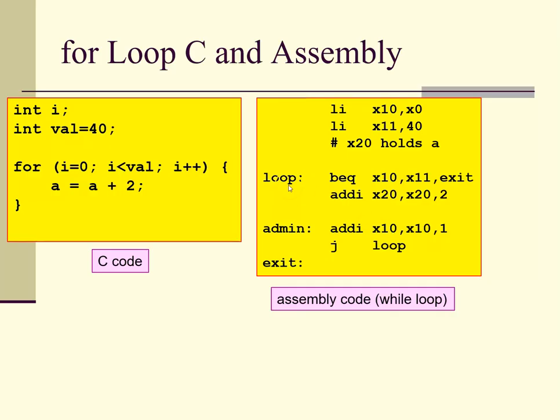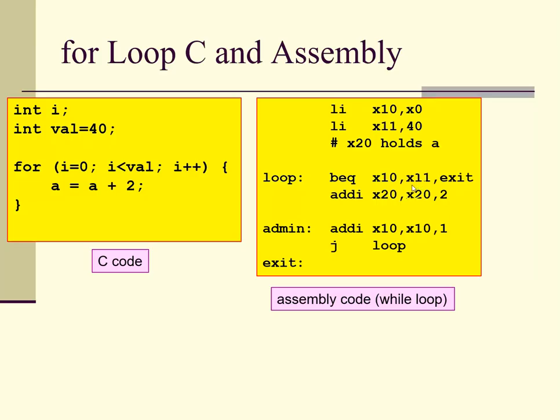I always name it admin. Each time through the loop, I'm incrementing I. There's the I increment. This is testing for the terminal condition. I'm taking what's in X10 and seeing if it's equal to the value in X11, which happens to be 40.